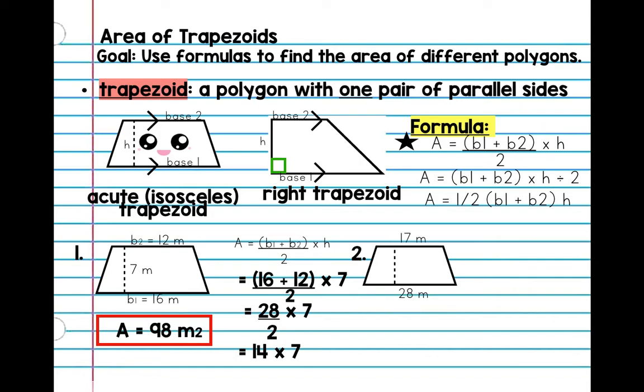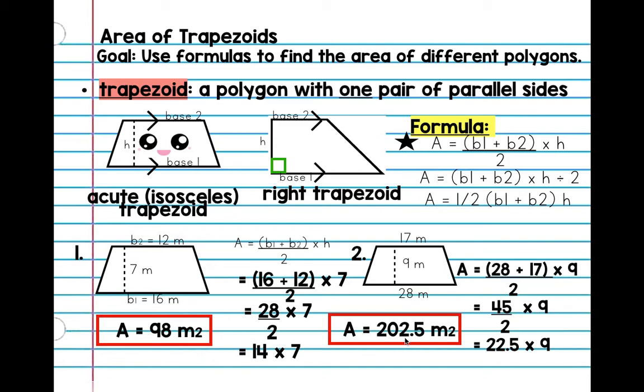So these are your dimensions. Go ahead and pause the video. Okay, so 28 plus 17 divided by 2 times 9. 28 plus 17 is 45, so you should have gotten 45 divided by 2 times 9. If you need a calculator, go ahead and solve. So 45 divided by 2 is 22.5. 22.5 times 9, you should have gotten 202.5 meters square.